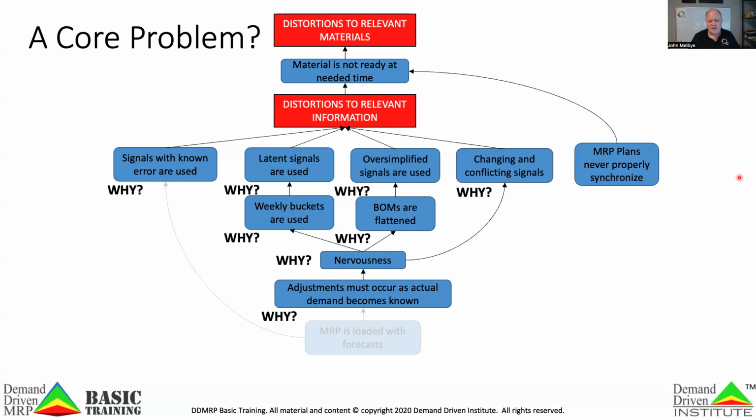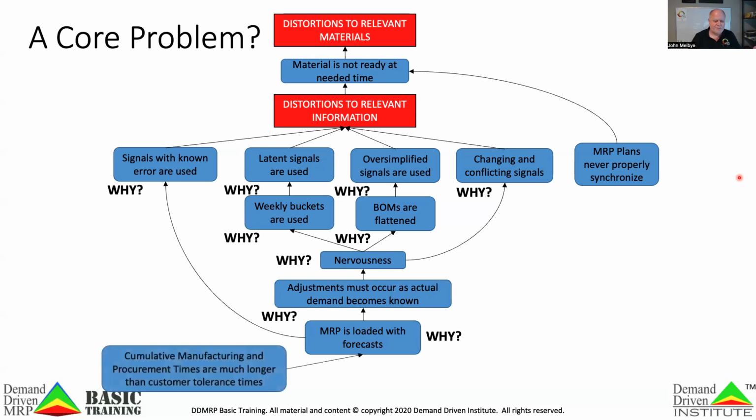But when we start, we're using forecasts. Why are we using forecasts? We have to use something. There's no magic answer here. We have to put something in, and it's the best thing we have at the time. But we need those forecasts because the cumulative manufacturing and the procurement times are much longer than the customer is willing to wait. So we have to put in some number in order to work.